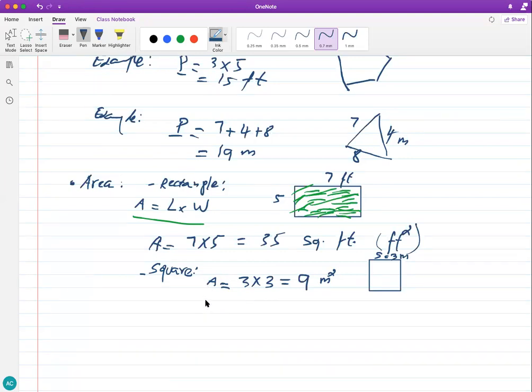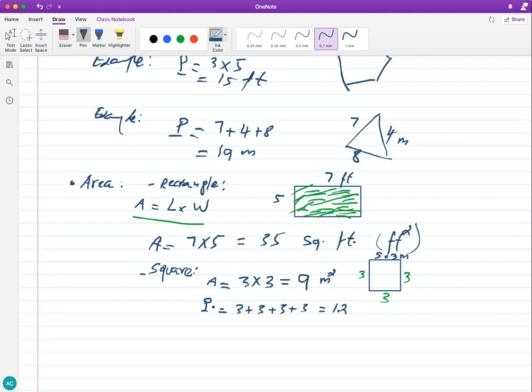What is the perimeter, P, of this square? You add all the sides, right? We add all the sides. That would be 3 plus 3 plus 3 plus 3, which is 12.